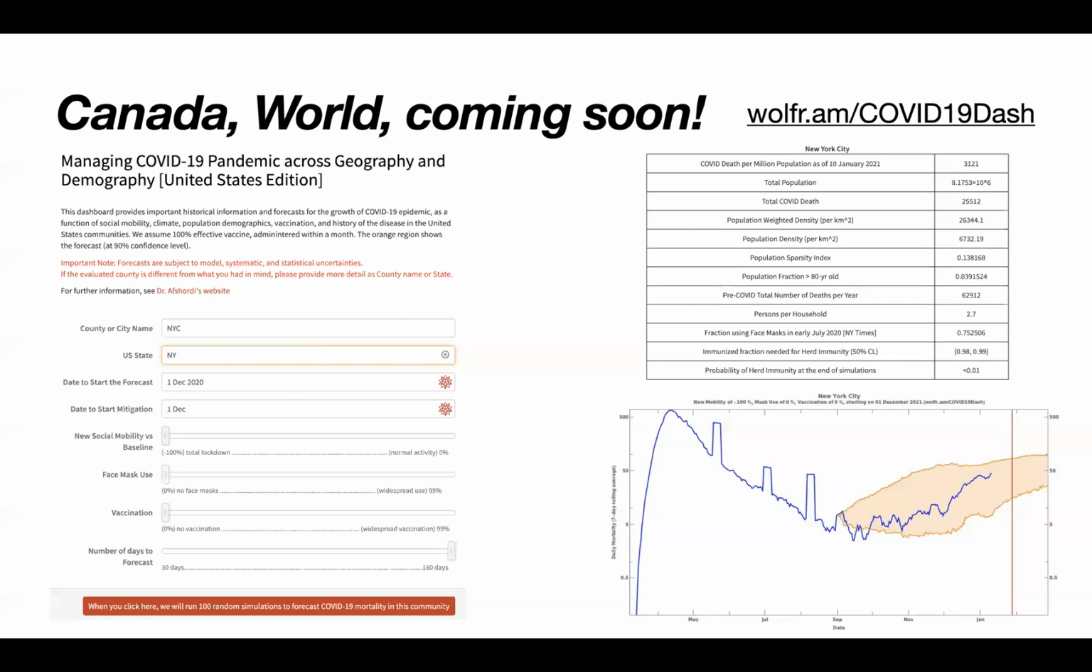Canada, world, hopefully coming soon. The more help we can get, the better we can do this. But yeah, I think I'm going to hopefully try to convince you that this is an ongoing effort. It's not something that's going to be over soon, unfortunately. And it needs the attention that it deserves.